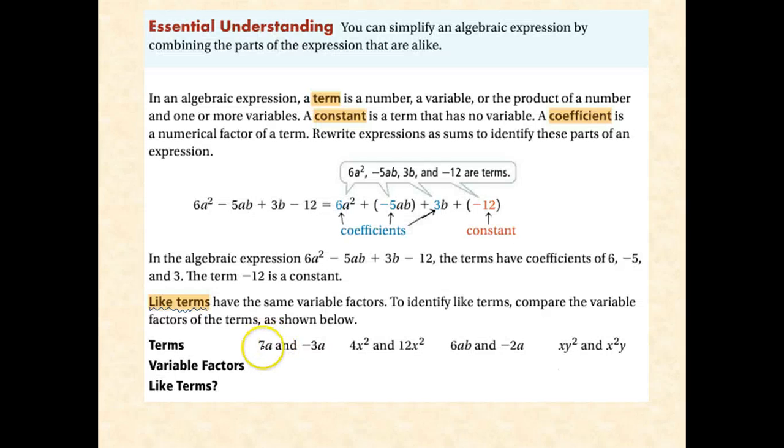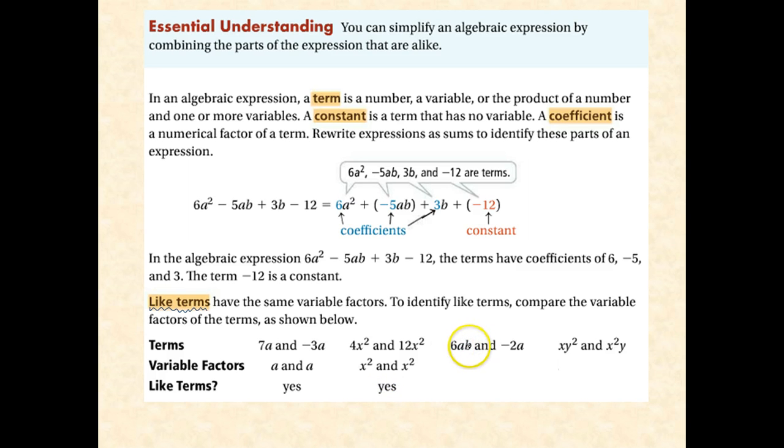So, are these like terms? What are the variable factors? A and A. Are they like terms? You know it. What about these guys? 4x squared and 12x squared. The variable factors are x squared and x squared. Are they like terms? Yes.